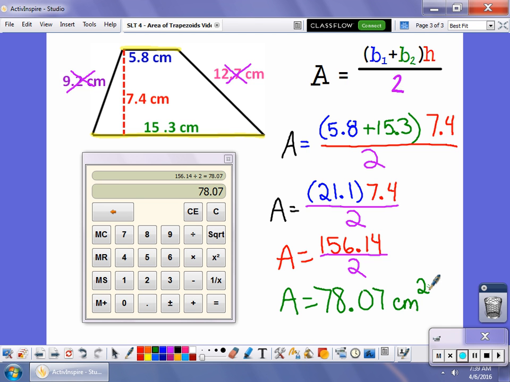So the thing about the trapezoid formula you have to remember is trapezoids have two bases. The bases are the parallel sides, and they're going to be two different measurements. In order to use this formula, you have to add those two bases together. So when you have two different bases, you don't pick one or the other. You add them together, then you multiply it by the height, and you divide it by 2 to find your final area.